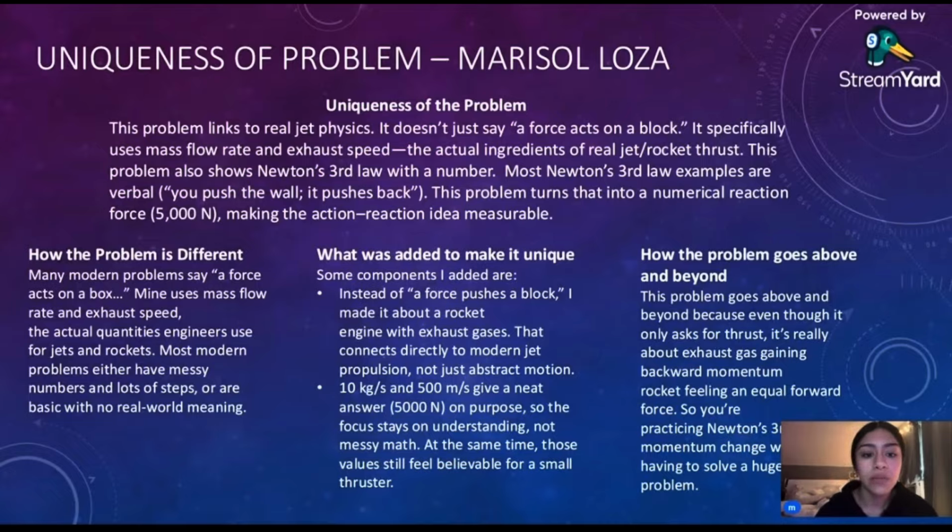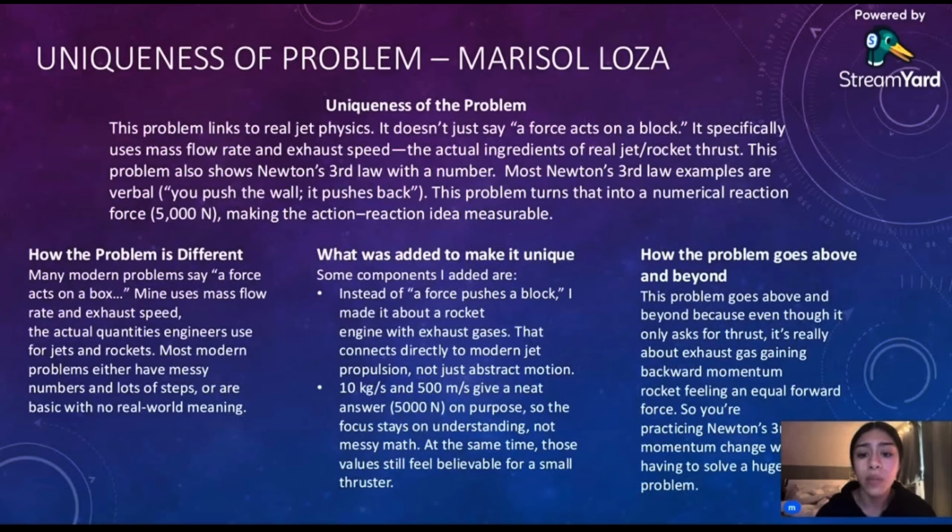What was added to make it unique? Some components I added: instead of a force pushing a block, I made it about a rocket engine with exhaust gas. That connects directly to modern jet propulsion, not just abstract motion. 10 kilograms per second and 500 meters per second give a neat answer, 5,000 newtons, on purpose so the focus stays on understanding, not messy math. At the same time, those values still feel believable for a small thruster.